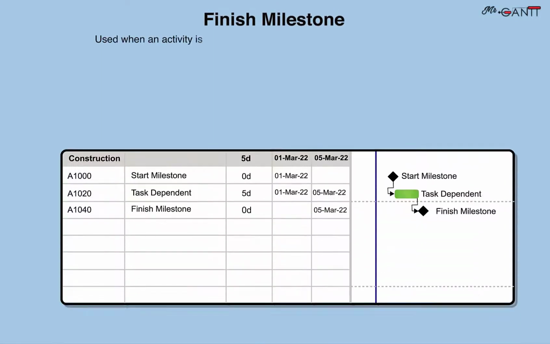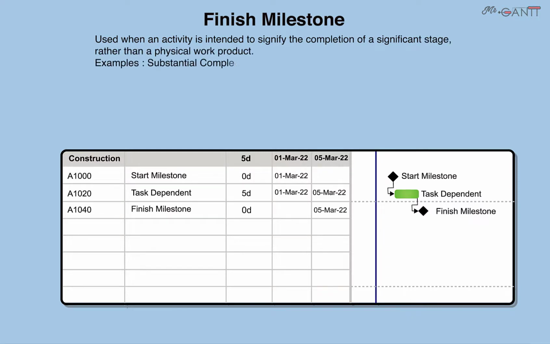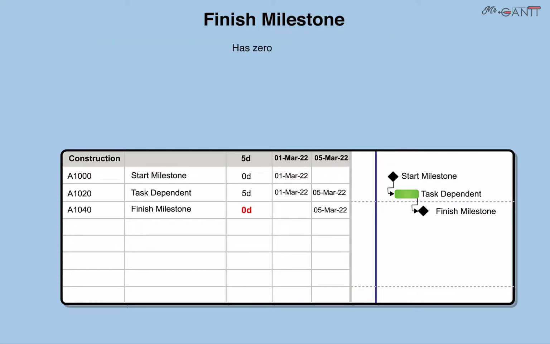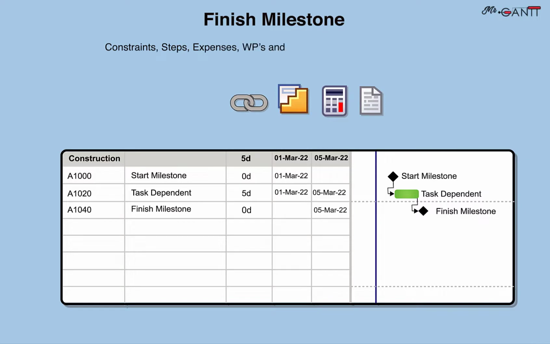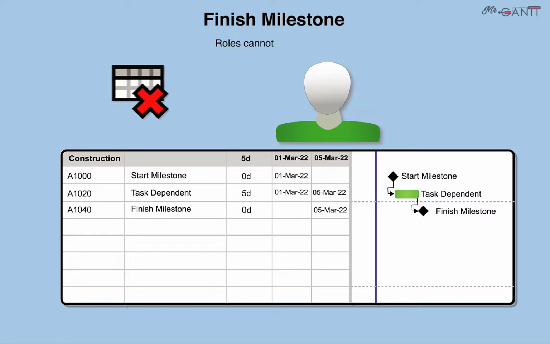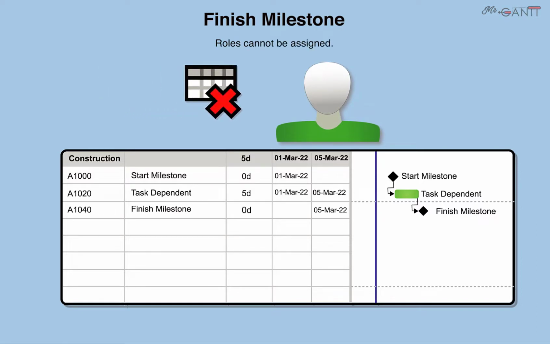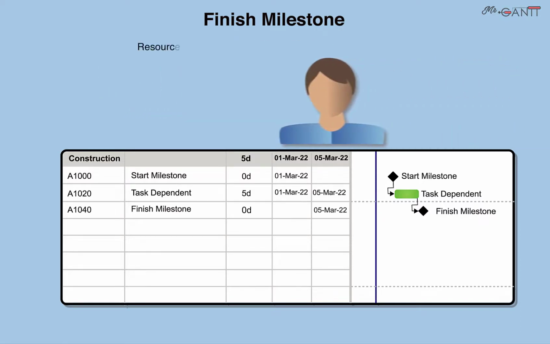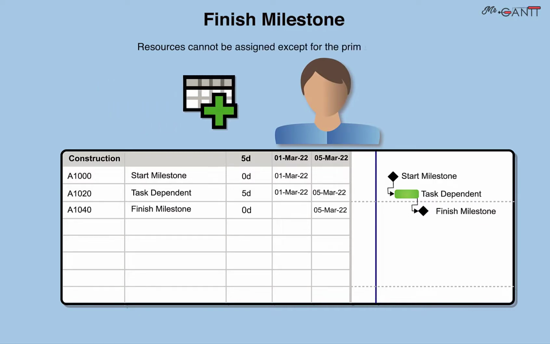Finish milestone. Used when an activity is intended to signify the completion of a significant stage, rather than a physical work product. Example, substantial completion. Has 0 duration. Has a finish date only. Constraints, steps, expenses, WPs and documents can be assigned. Roles cannot be assigned. Resources cannot be assigned, except for the primary resources.